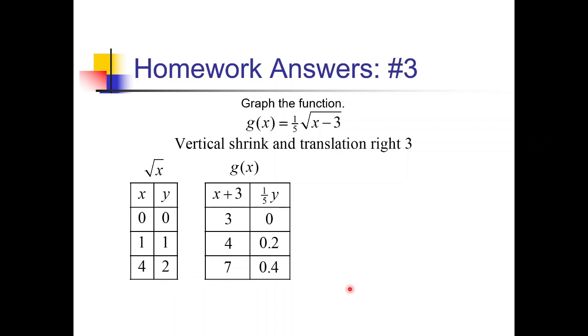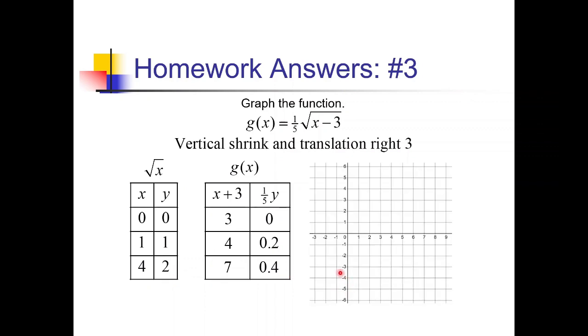Putting that all on a graph. So let's see here. I've got 3, 0 right there. It's an x-intercept, not a y-intercept. 4, 0.2 is going to be like a fifth of the way up a grid line. And then 7, 0.4, that's 2/5 of the way. So very slow growing function. And then here is the completed function if I go through those points.